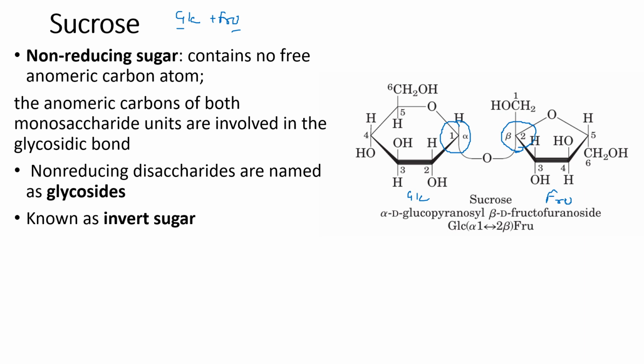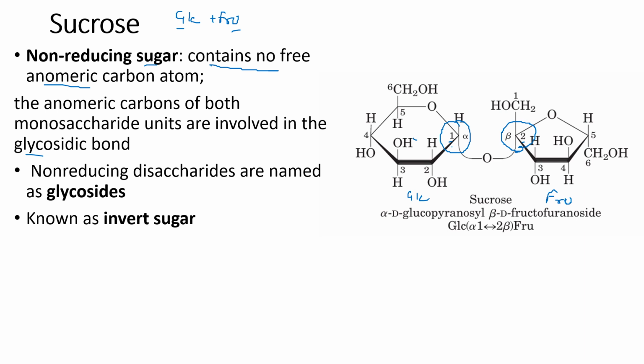And in case of sucrose, as you can see, the C1 of glucose and C2 of fructose both are involved in the glycosidic bond formation. That's why there is no free anomeric carbon, and that's why it is a non-reducing sugar. It contains no free anomeric carbon because both the anomeric carbons, C1 of glucose and C2 of fructose, are involved in the glycosidic bond formation. So there is no free anomeric carbon to act as a reducing group.